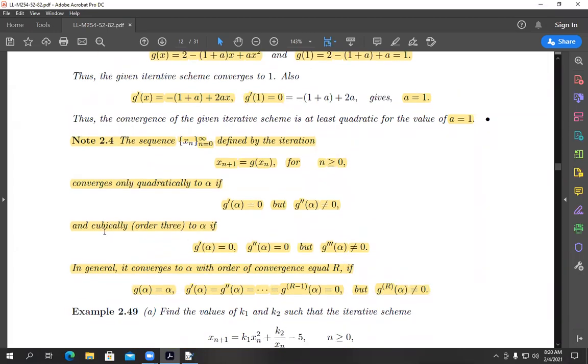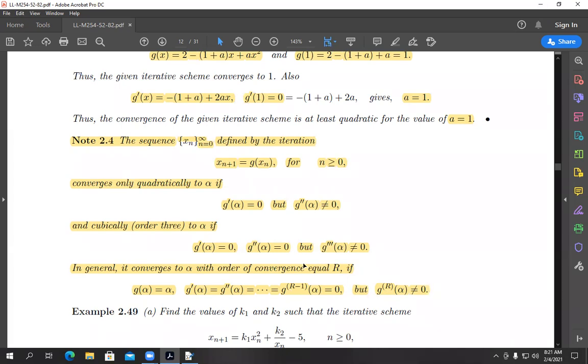The order of convergence is cubic. Cubic means order 3. Order 3 means r equal to 3. And what does that mean? r equal to 3 means g'(alpha) equal to 0, g''(alpha) equal to 0, and g'''(alpha) should not equal to 0. In the generalized case, if the order of convergence is r, then all the derivatives of g before the r-th, that means g', g'', g''' up to g^(r-1)(alpha), must equal 0, but g^(r)(alpha) should not equal 0. Then we say the order of convergence is r.